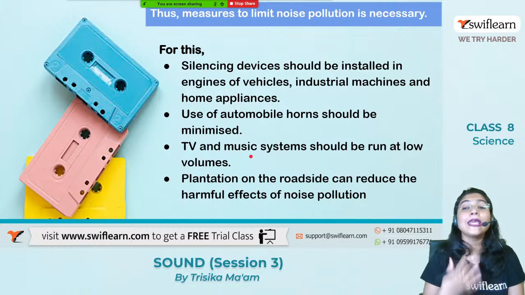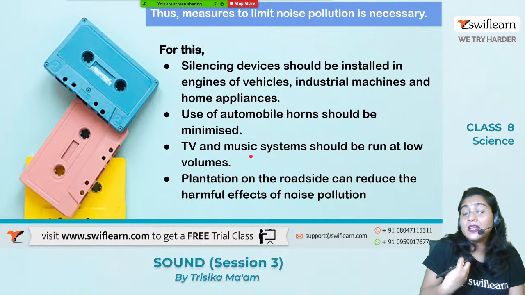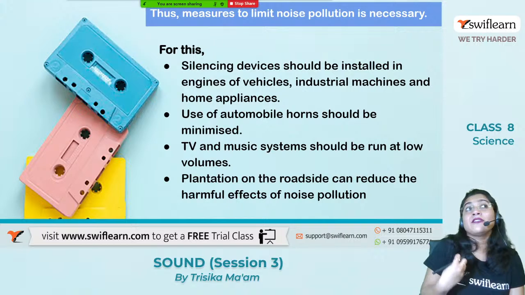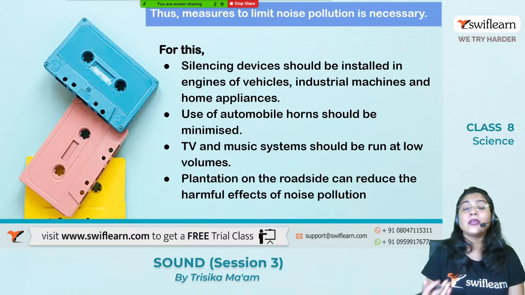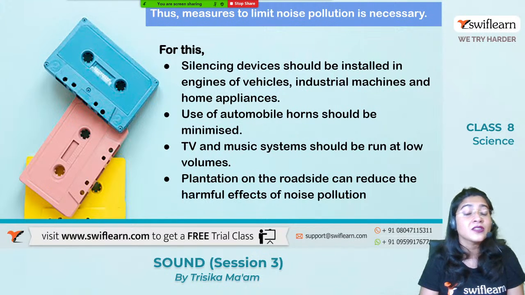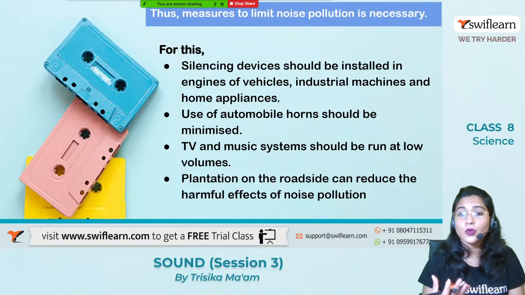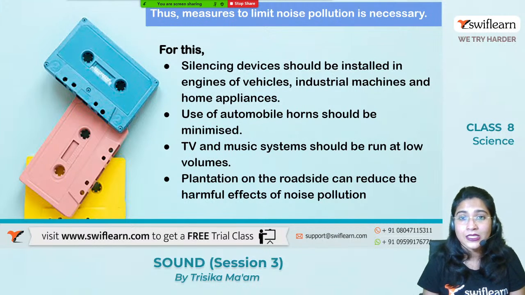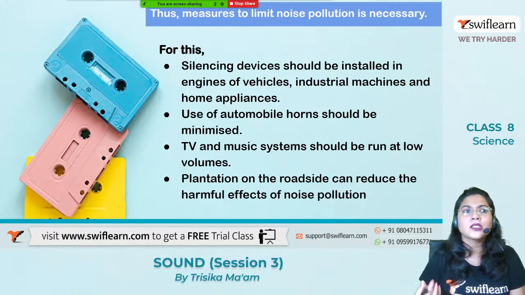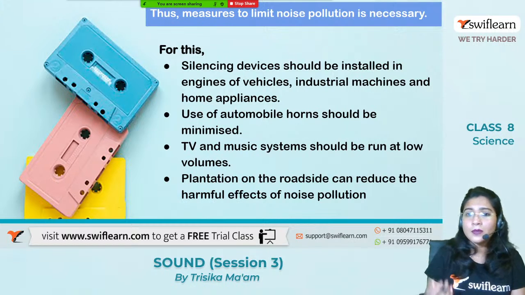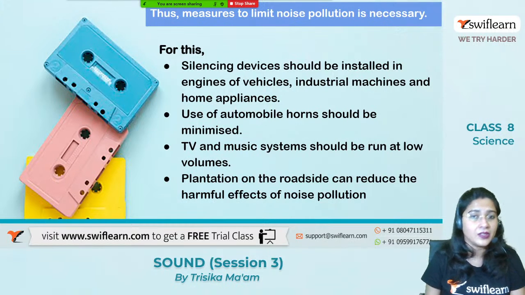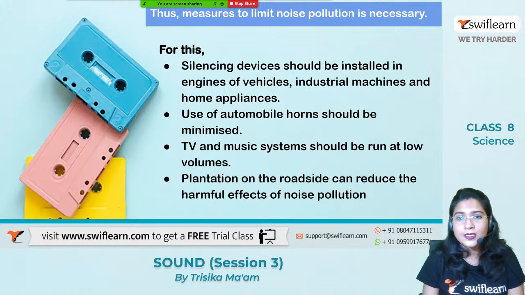So what can we do ourselves, or what are the different measures we can take from our side to limit this noise pollution? It is very important to take some measures, right? So that the noise pollution will be less. So we can use some silencing devices. Okay, some silencers. You have heard about the silencers which are used in vehicles, right? They reduce the sound produced by the engines, right?